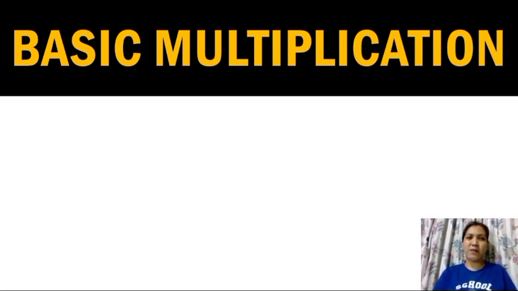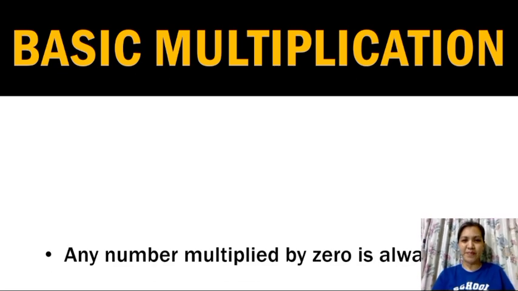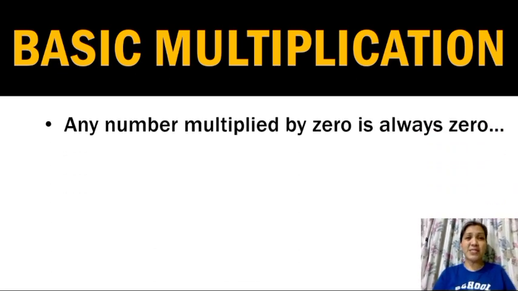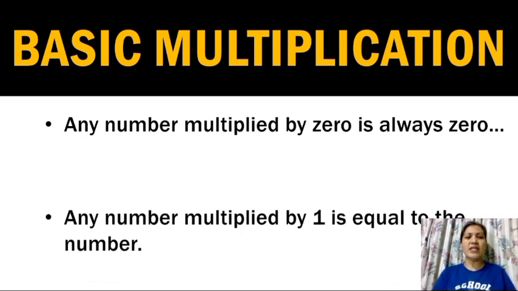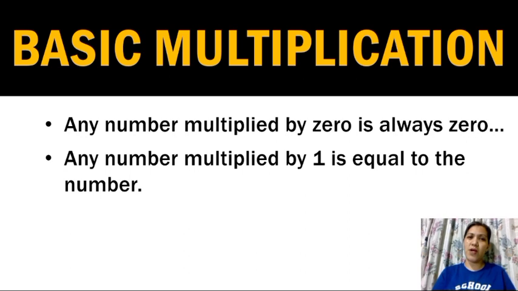Next. Now, sa basic multiplication, marami po tayong basic math hacks dyan. Again, we use finger math. Ano ba mga basic concepts sa multiplication? So again, any number multiplied by 0 is always 0. So 0 times 5 is 0. 100, 1,000 times 0 is 0. Next, any number multiplied by 1 is equal to the number. So 1 half times 1 is 1 half. 10 times 1 is 10. So yun po yung mga basic concept.